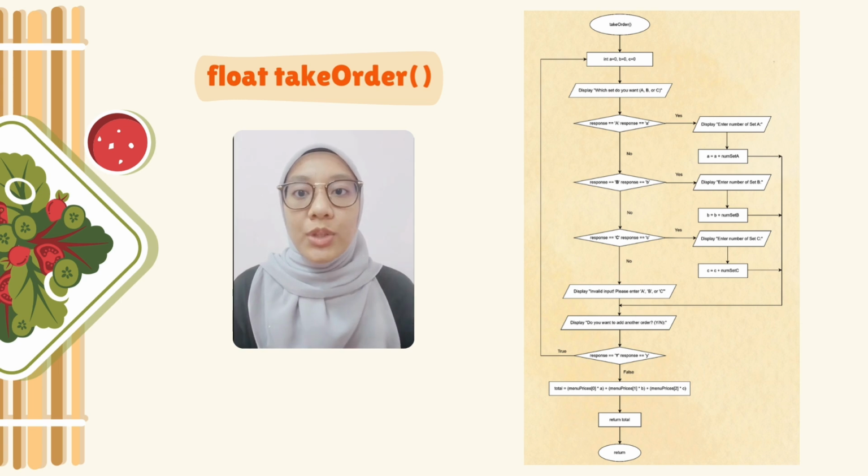Once the user decides to stop, the function calculates the total cost by multiplying the quantities ordered for each set by their respective price, which are stored in the menu price array. The final total cost is then returned. In summary, the function allows users to place multiple orders, tracks the quantity ordered, and calculates and returns the total cost based on their quantities and price.